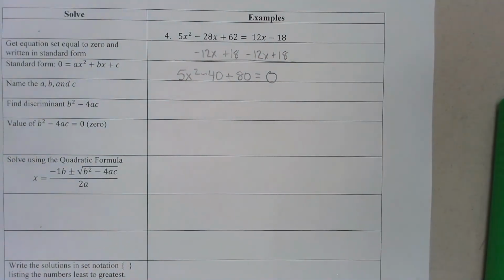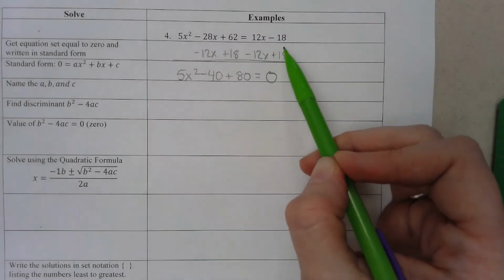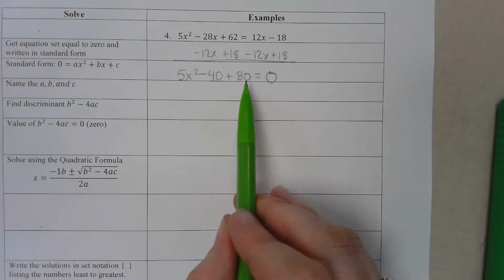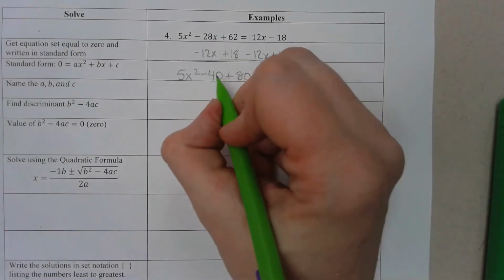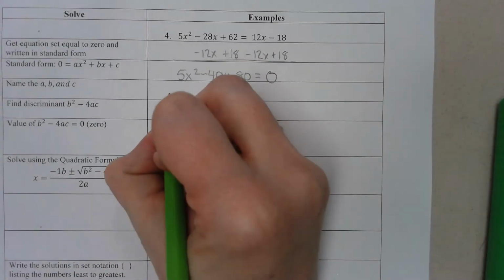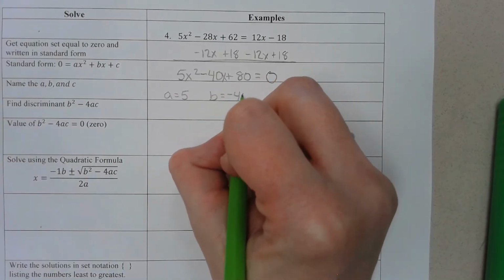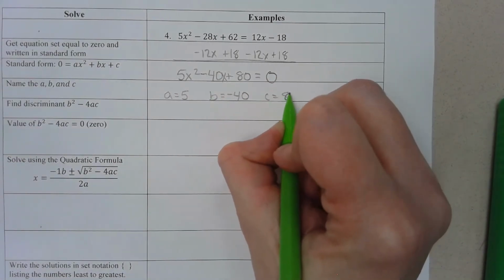I do recommend that you stop and check your work, because if you solve for the standard form incorrectly, I hope you realize how that can really affect your work beyond that. So take a break and make sure that you really have truly solved and gotten the correct standard form before you move on. I'm noticing I've left off my x. Let's name our A, B, and C now. A equals 5, B equals -40, and C equals 80.